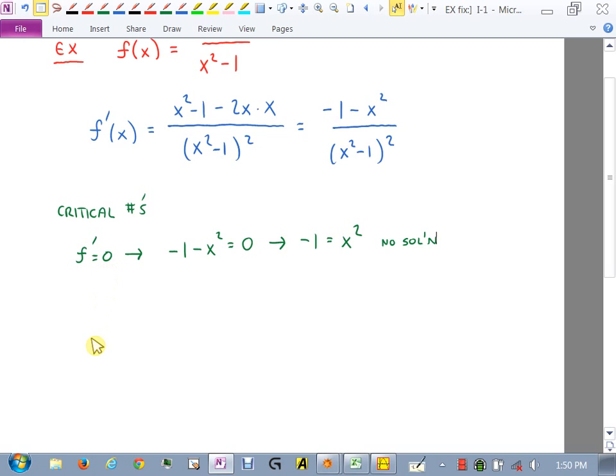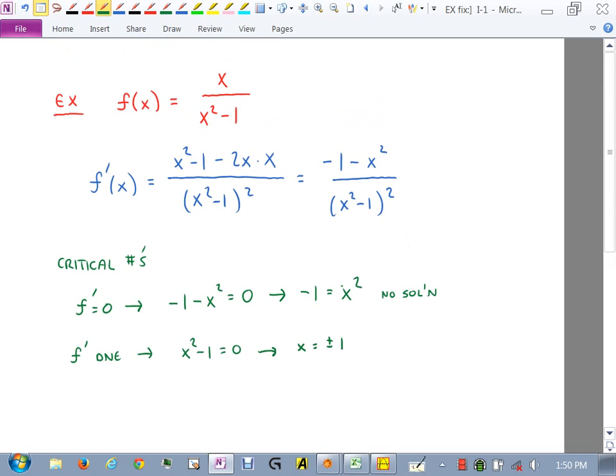Is there anywhere where the derivative is undefined? Yes. That happens when the denominator equals 0. Where is that happening? X is equal to plus or minus 1. Right? You all still okay with this?